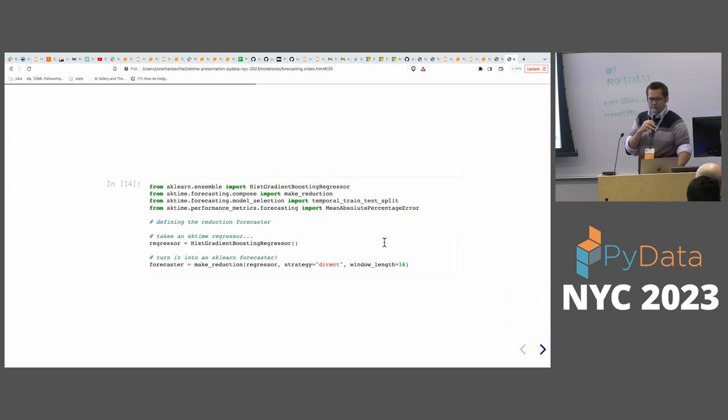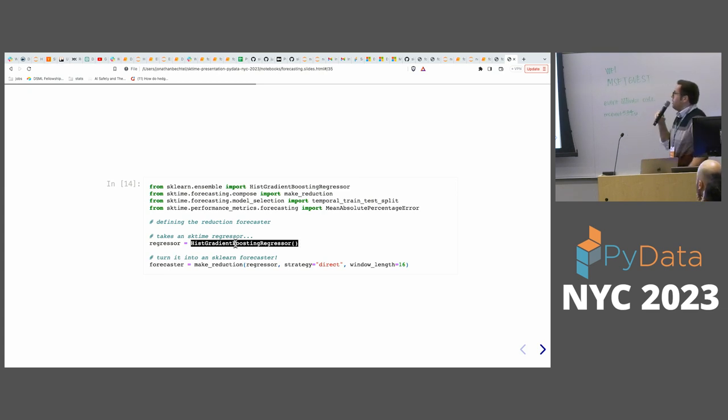All right, so what we're gonna do here, we're using SKLearn's version of LightGBM, the Hist Gradient Boosting Regressor. Same thing, any estimator that has an SKLearn interface, it doesn't really matter where it comes from, you can initialize it the same way. And the way you can plug this into a forecasting problem is with the function make_reduction.